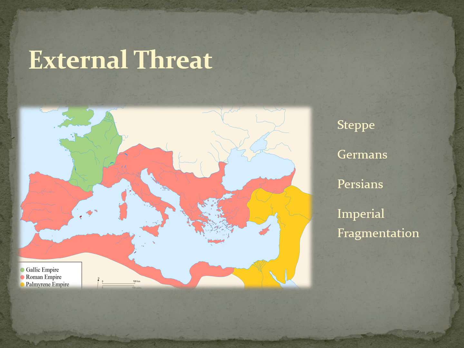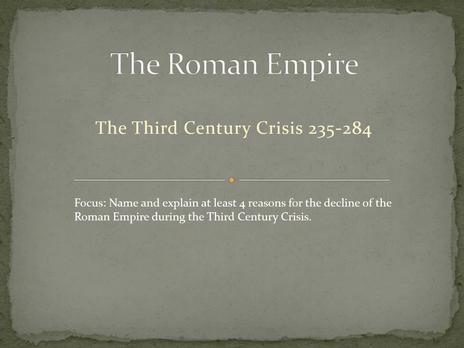Well, you're going to have to stay tuned because we'll follow this up in our next lecture. Until then, I would like you to name and explain at least 4 reasons for the decline of the Roman Empire during the 3rd century crisis. So I'm not looking for a list again. I'm looking for you to name them and to explain them, and if at all possible, to connect them, because many of these problems are interconnected. Well, I will see you next time.